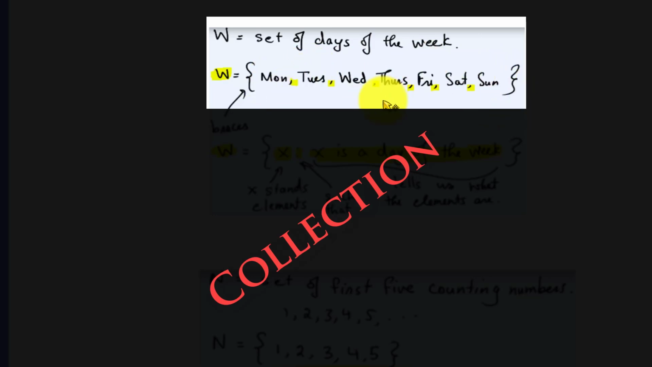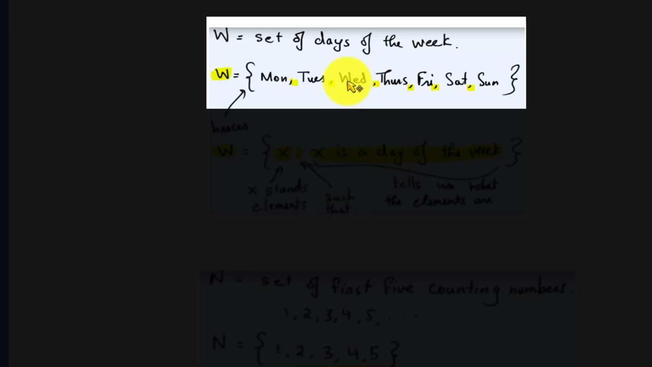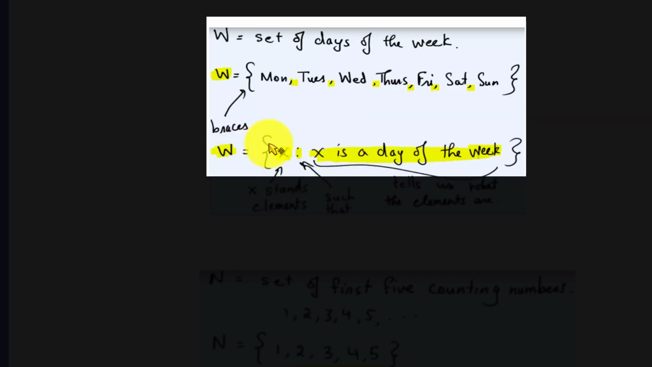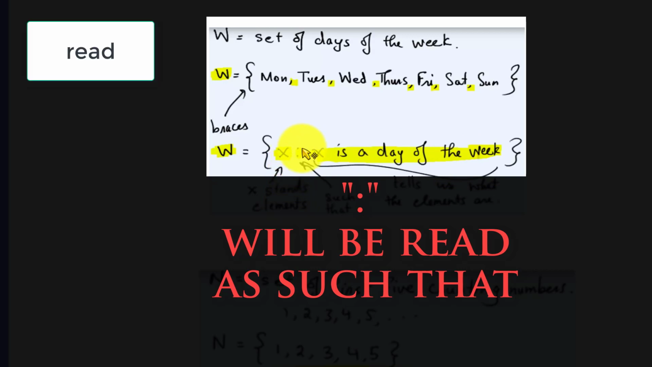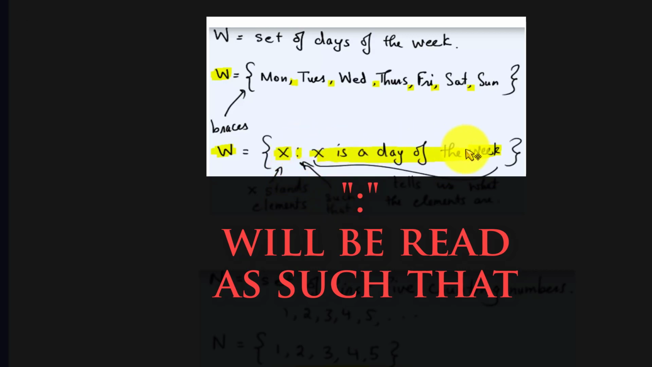So using set notation, we are going to write this as W equals braces x, such that x is a day of the week, wherein x stands for the elements, and we usually read this colon as "such that", and this tells us what the elements are.